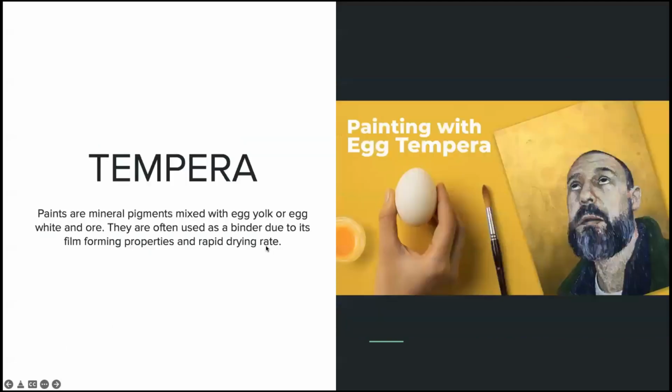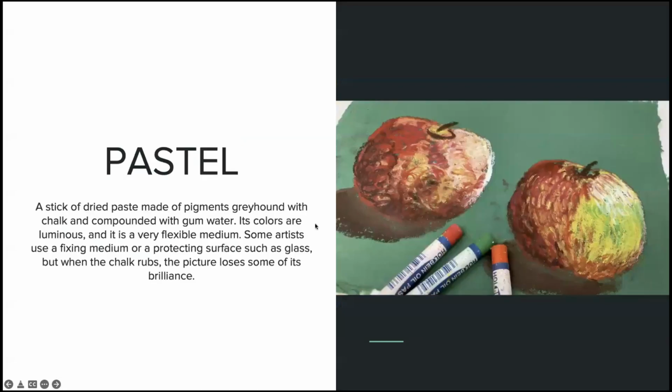There's another one, tempera. Tempera paints are mineral pigments mixed with egg yolk or egg white. They're often used as a binder due to their film forming properties and rapid drying rate. Next is pastel, a stick of dried paste made of pigments ground with chalk and compounded with gum water. Its colors are luminous and it's a very flexible medium. Some artists use a fixing medium or a protecting surface such as glass, because when the chalk rubs, the picture loses some of its brilliance. So that's pastel as a medium for visual arts.